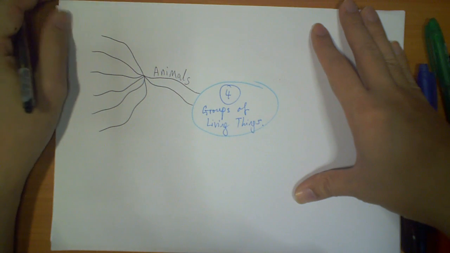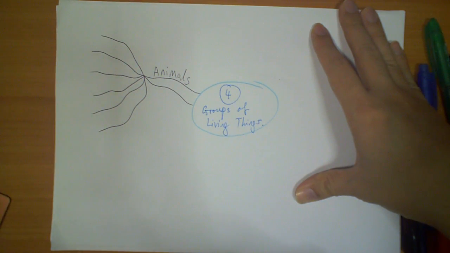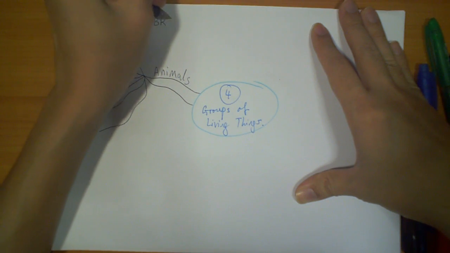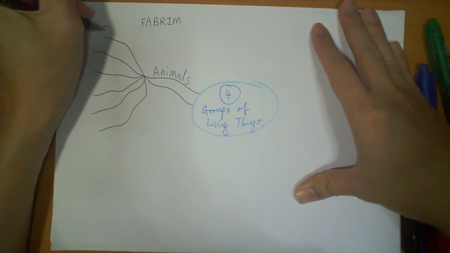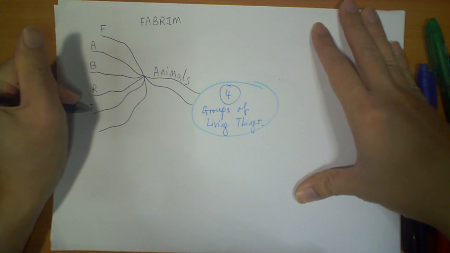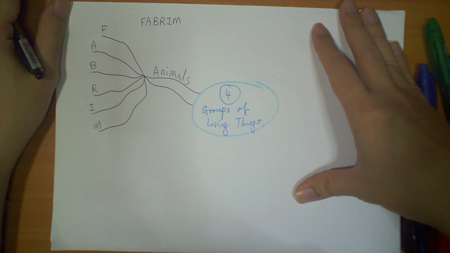Alright, what are the 6 different groups within animals? Now, there is one way you can remember using this acronym called FABRIM. Alright, each letter stands for something. So if I put FABRIM here, I can easily recall what are the 6 subgroups of animals.